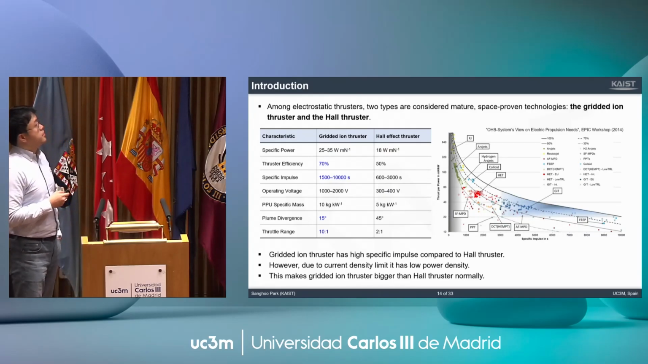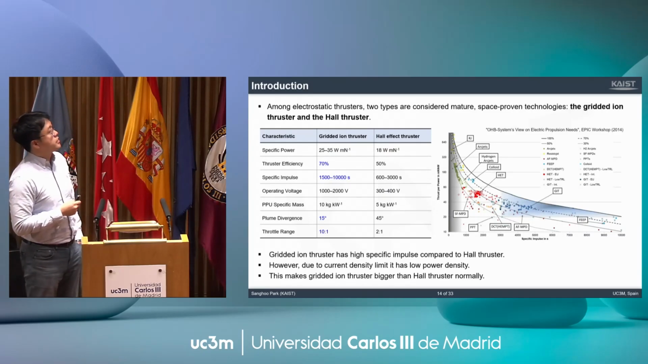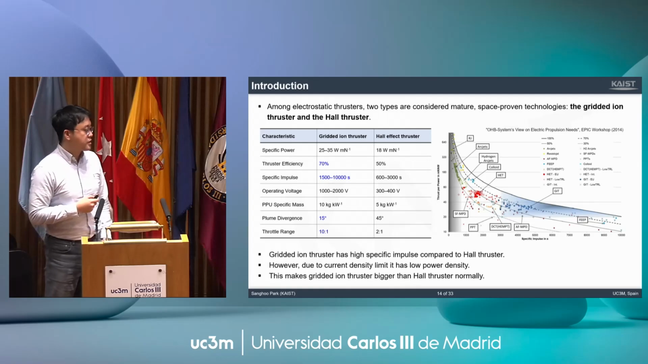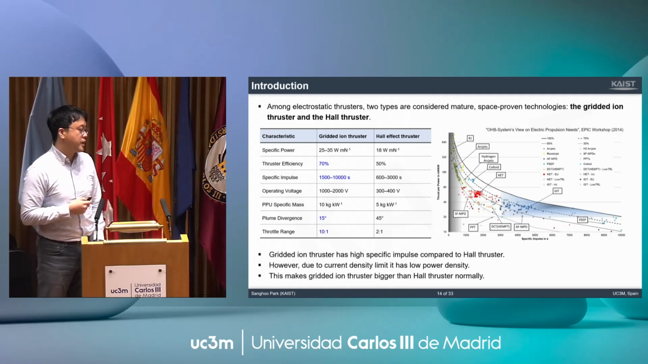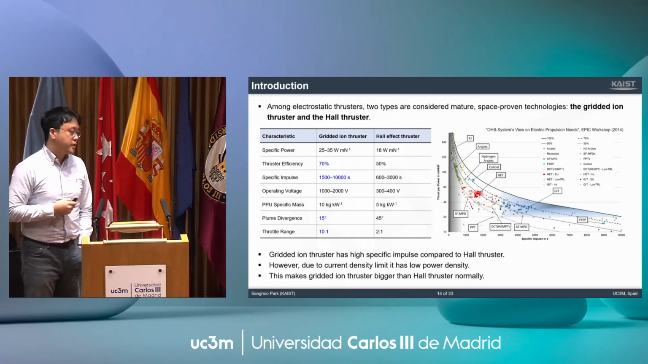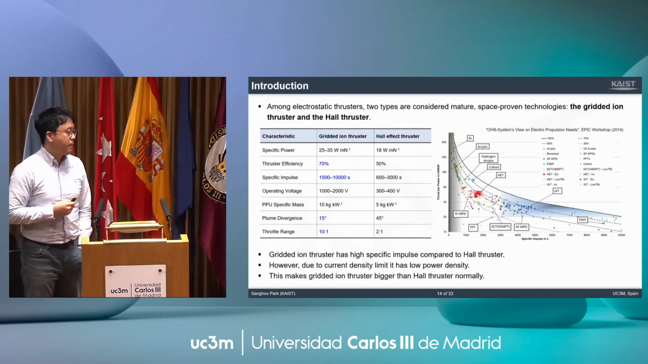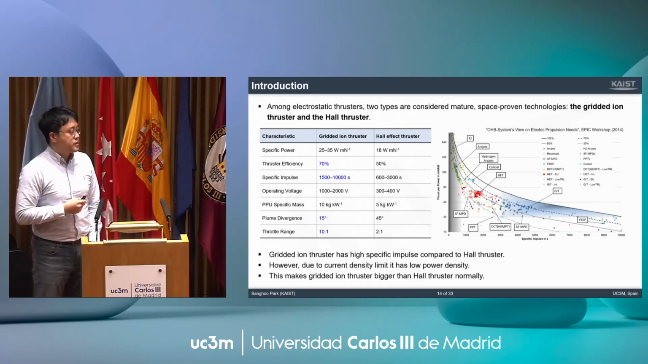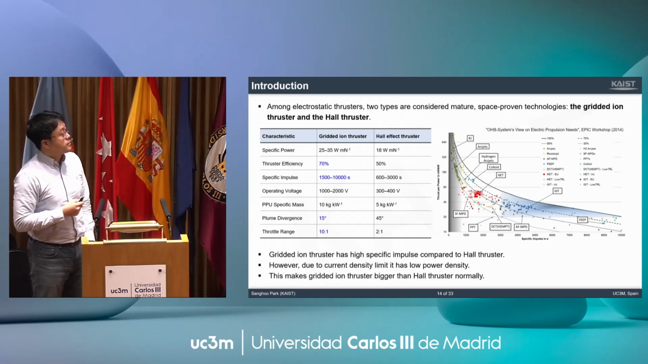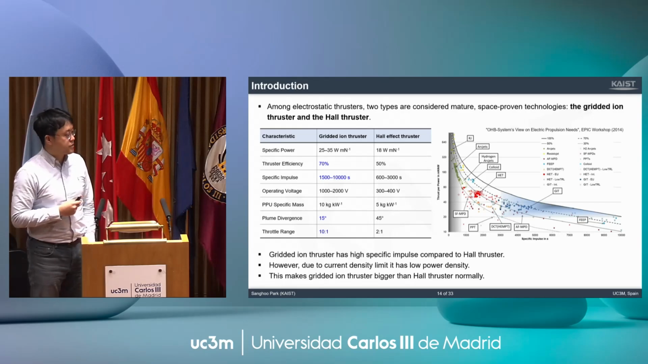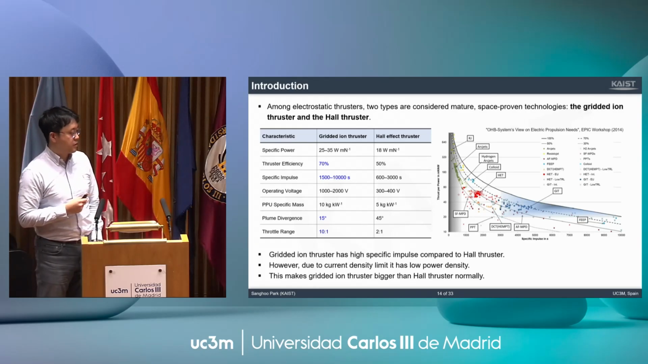So this is a brief introduction to the gridded ion thruster and the Hall thruster. As you see here, among the electrostatic thrusters, we have nowadays many different types, but two types are considered mature and space-proven technologies. The first one is the gridded ion thruster, and the second one is the Hall thruster.